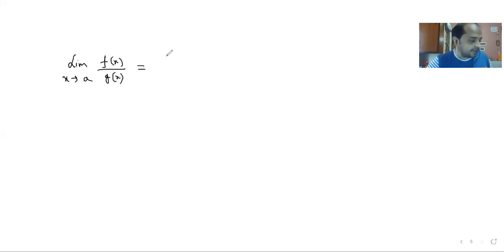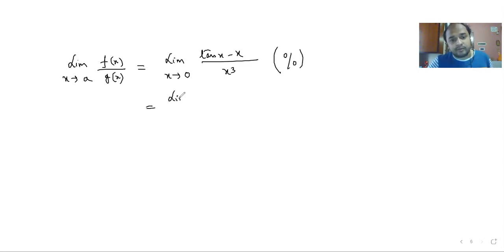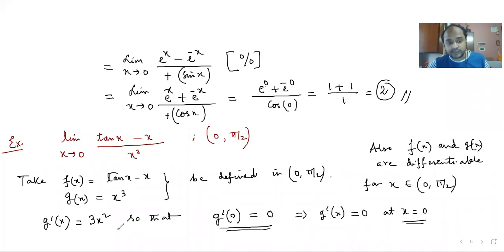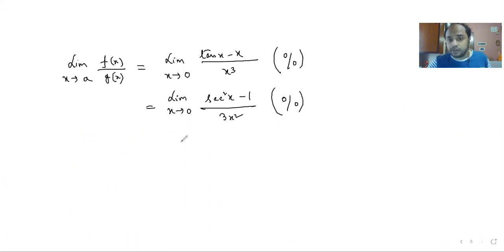Okay, so I can write it as limit x tends to 0, tan x minus x by x cube. That was the indeterminate form. And if I take the derivative, so we'll get sec squared x minus 1 by 3x squared. That is also indeterminate form, because the derivative of the g(x) function, g dash x, is 0 at x equal to 0. So that is also 0 by 0 form.